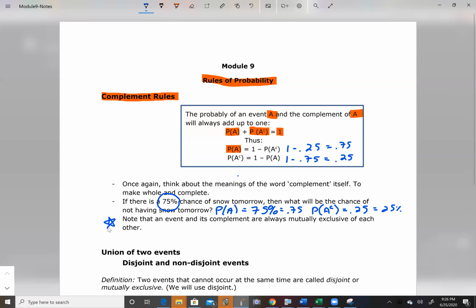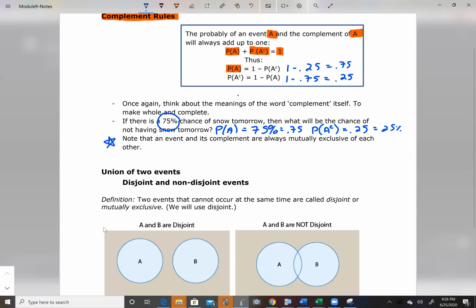Okay. It says down here, make a note that an event and its complement are always mutually exclusive. That means the two cannot happen at the same time, okay, would be a better way to put it.